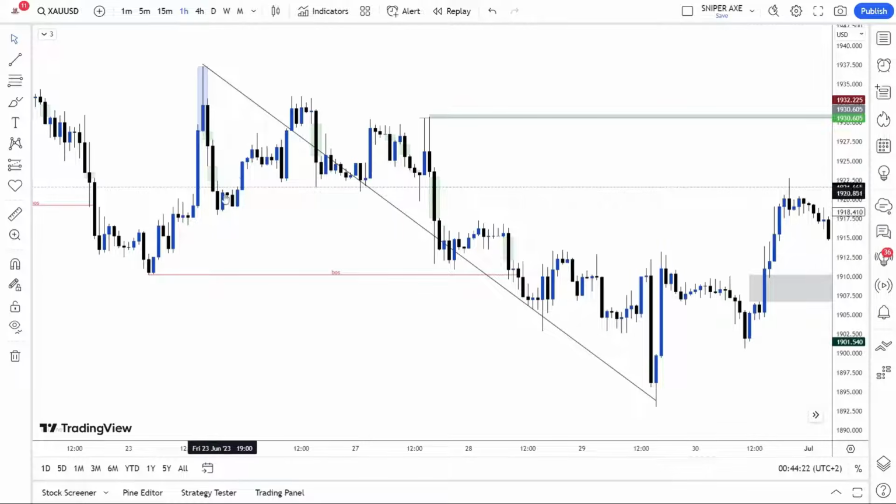But what the market actually did, they came, they closed that imbalance, they also came and closed that imbalance. So that makes this order block become a mitigated order block. So this order block was mitigated, so we're not going to use it. It's no longer a fresh order block.